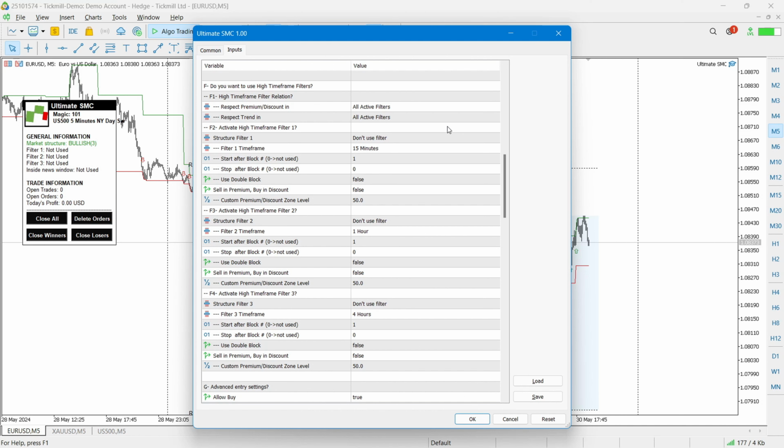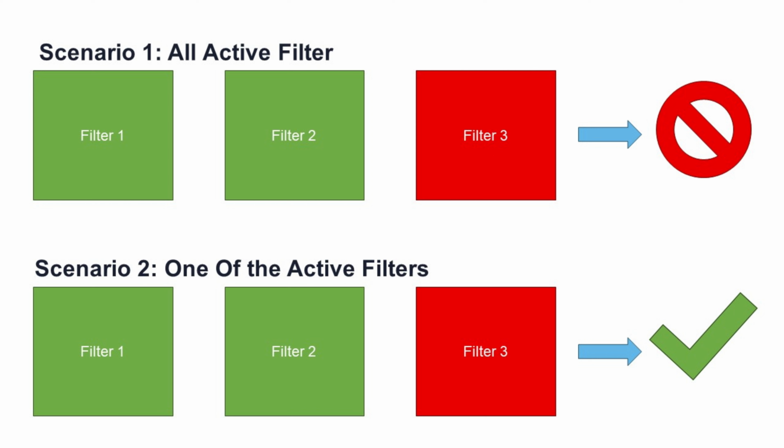First, for the relation, basically we can combine those three filters when they are activated to even have a trade respecting all those three filters. So it's the option all active filters, or simply in one of those filters. What does it mean? It does mean, for example, in this image, I have filter 1 that is giving me, for example, the signal to go. Filter 2 is giving me the signal to go, and filter 3 is not giving me the signal.